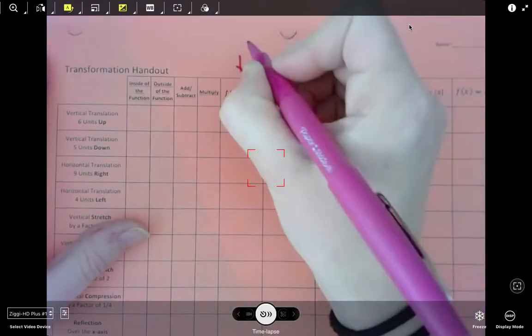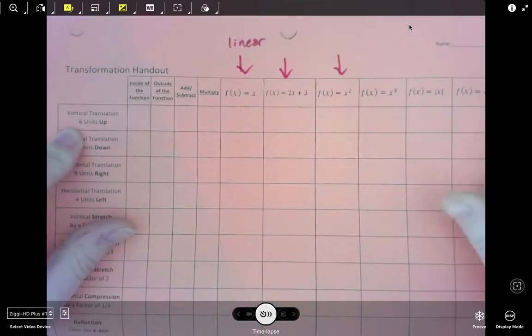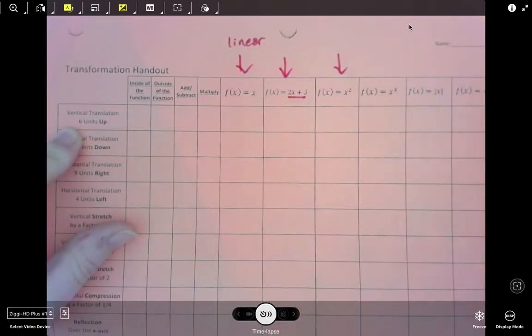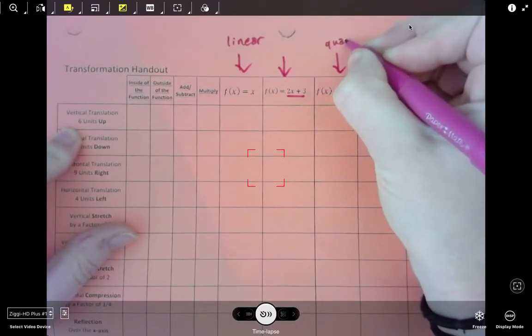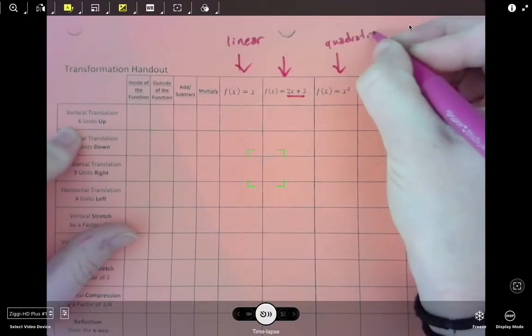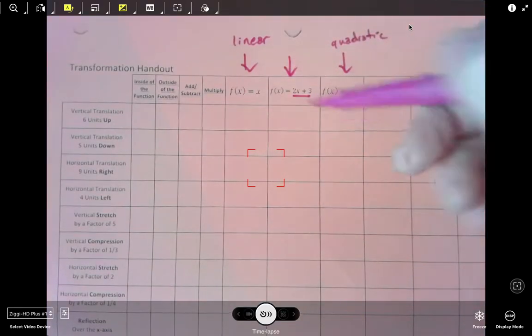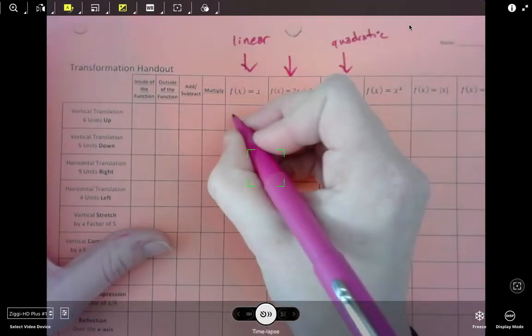So this is a linear function, and we're going to look at the effects of a translation 6 units up on a linear function. We're going to do the same thing when it's a linear function that's not just x, and a quadratic function, okay? I think I'm going to fill in all 3 of these at once for each one, and we'll see what those look like. So if you're taking a linear function and you're moving it 6 units up, what will that look like in the equation? x plus 6.